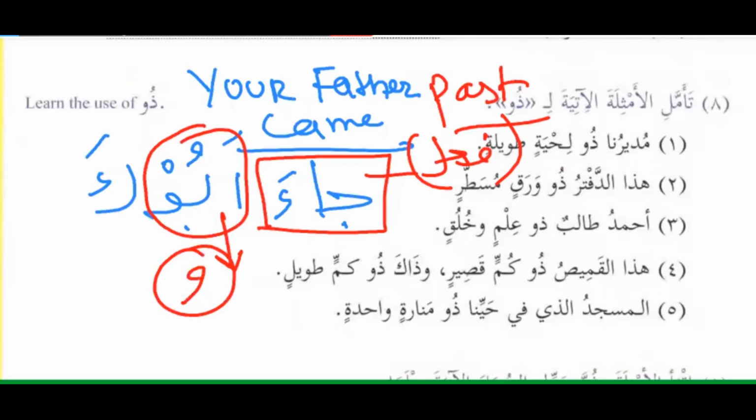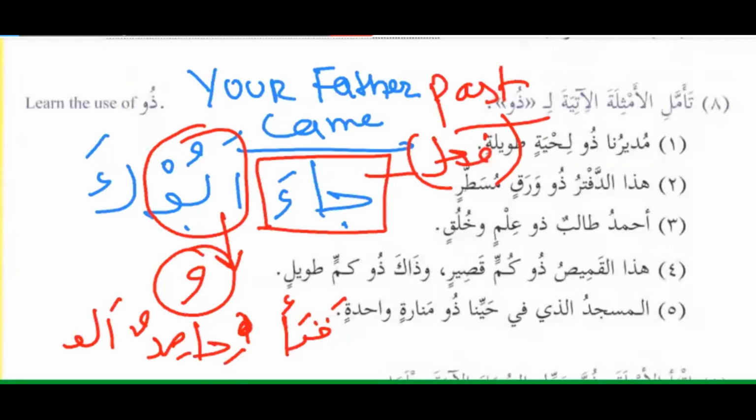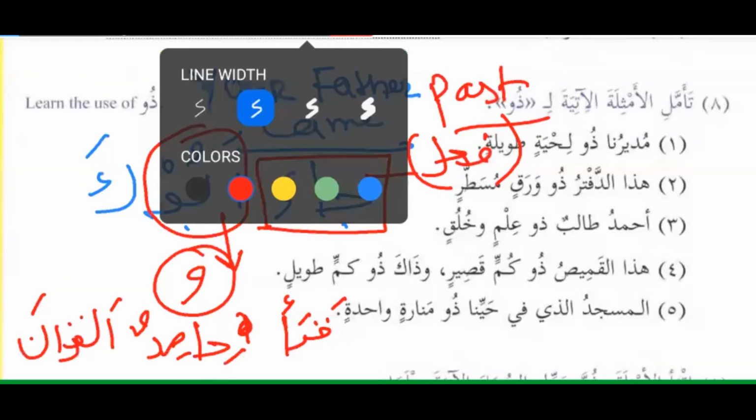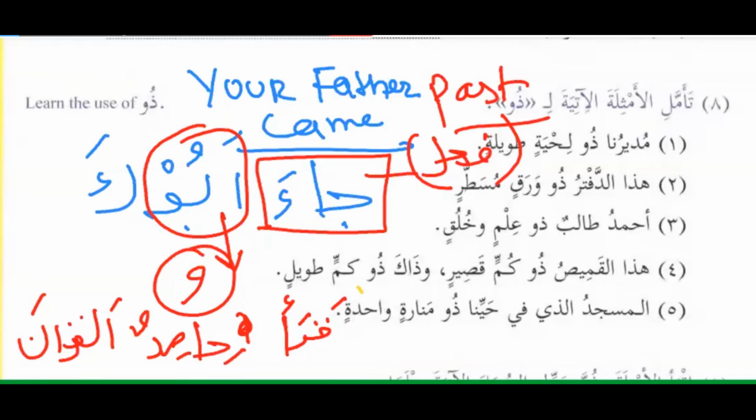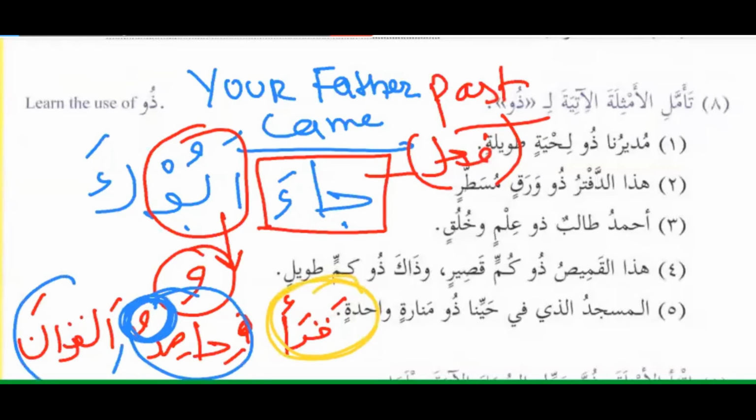Like I will say, qara'a Hamidun al-Qur'ana. Hamid read the Quran. This is the action. This is the doer of the action, Hamid. It is with the dhamma. Just see here, it's with the dhamma. And Qur'ana is the maf'ul with the fatha.